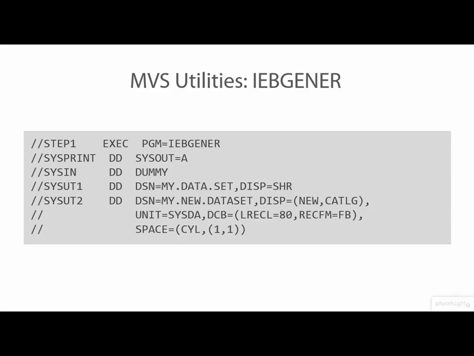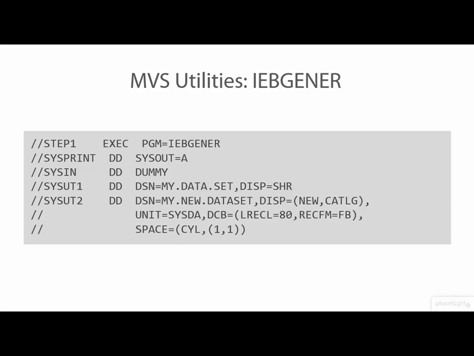So in this case, we have several examples of various DD statements indicating both output queue processing, dummy processing, an existing dataset that we simply want to read, as well as a new dataset that we are creating for output. And this is the basis by which JCL functions.